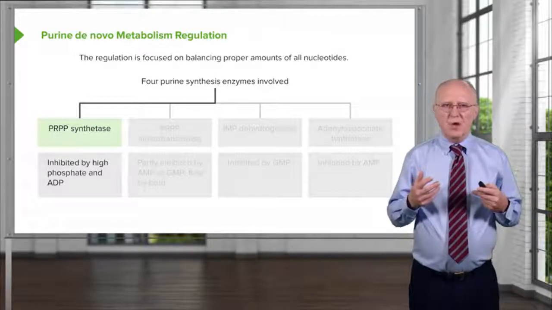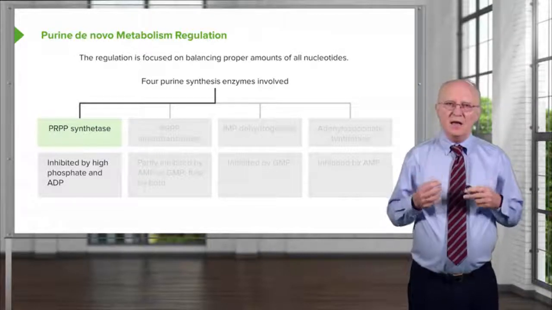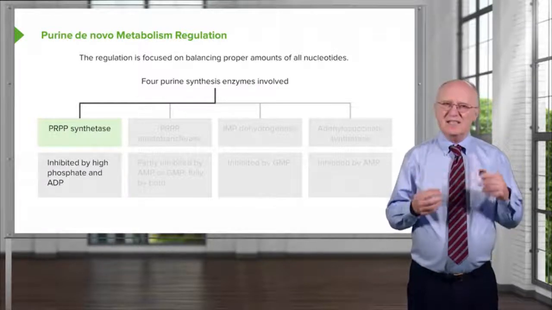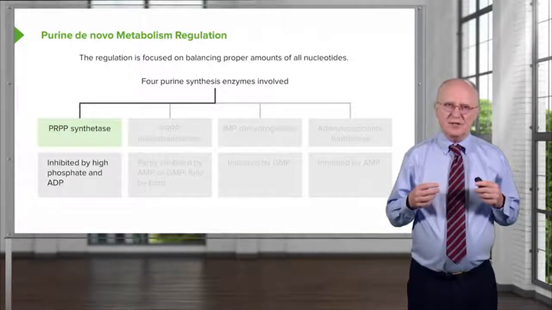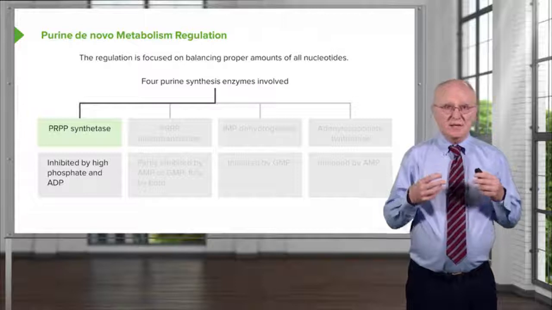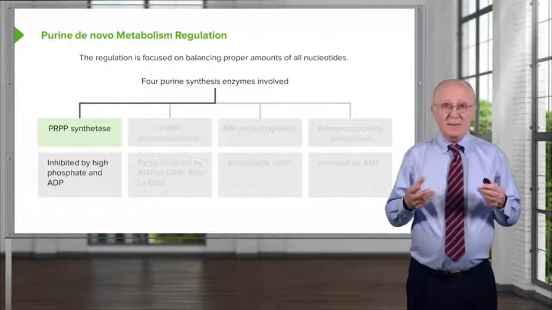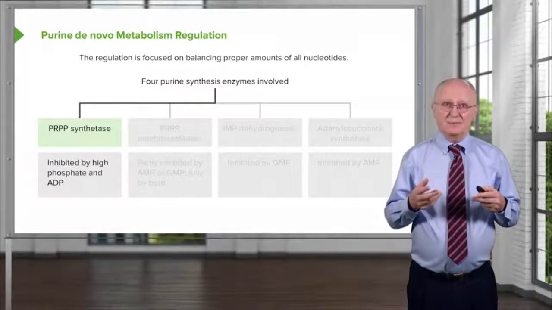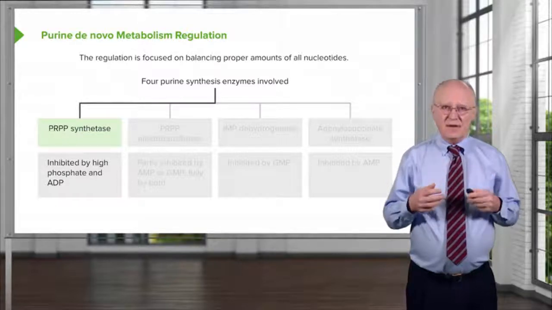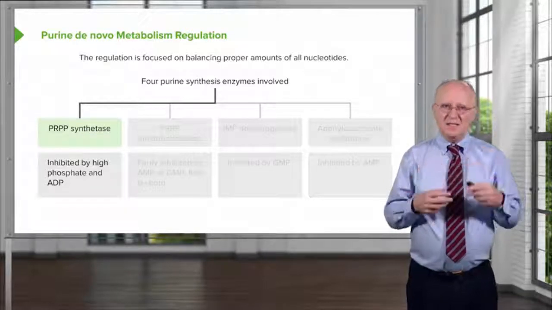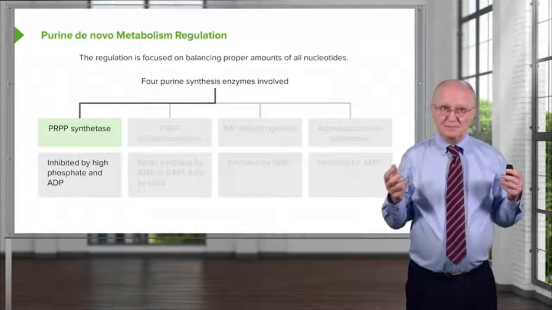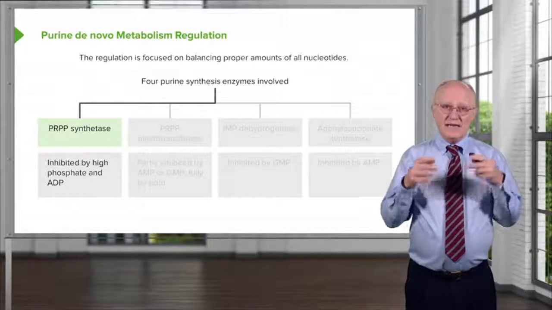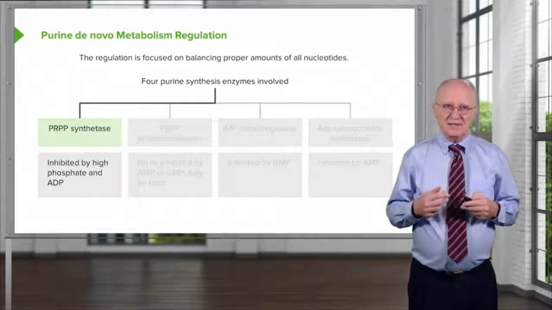Why is that important? Well, ADP in high concentrations indicates that the cell does not have a lot of energy. Why are cells making nucleotides? Well, they may be making nucleotides to divide, for example. And if a cell doesn't have enough energy, it should not be committing itself to a process of cell division. So having a low energy indicator stop this overall process is important.